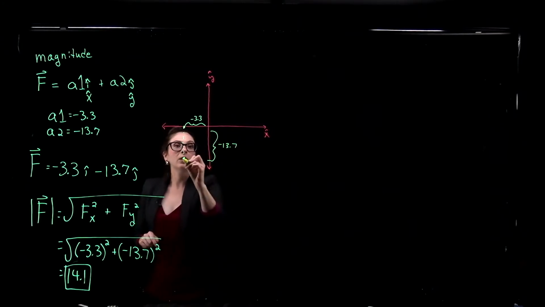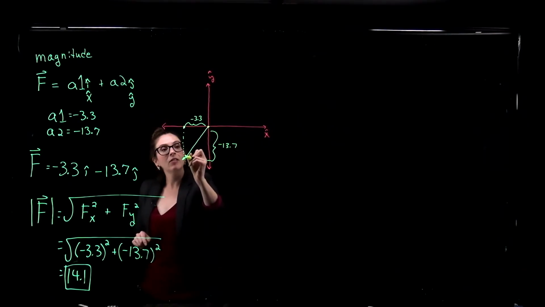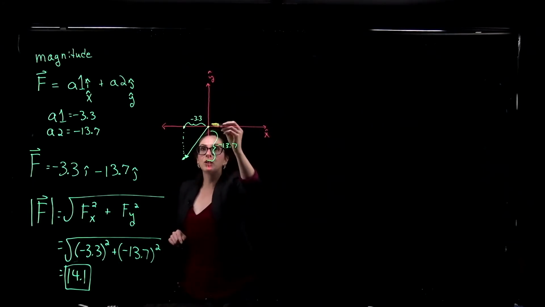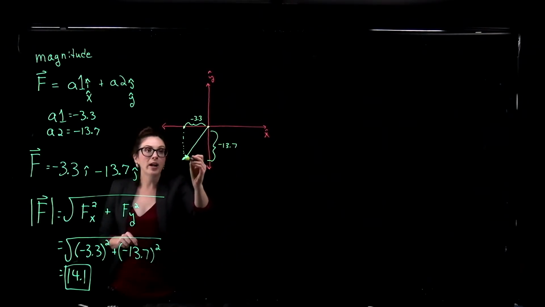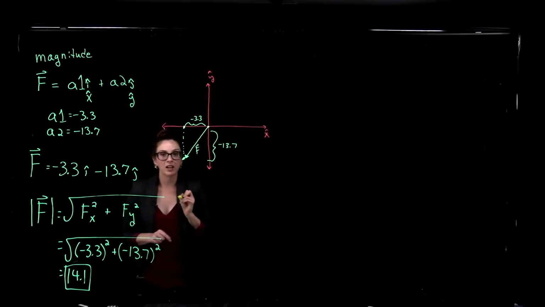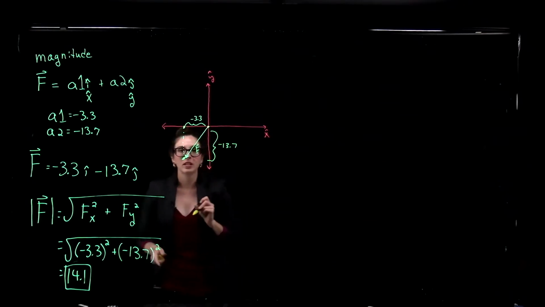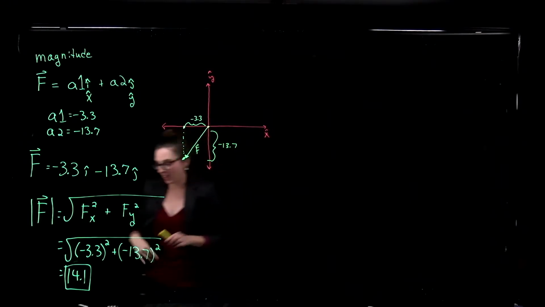Negative 13.7. So my vector would start with the tail here and end with the head of the arrow right here. So for my vector, starting here, I have to go over 3.3 in the negative x direction and down 13.7 in the y direction to get to my spot. So this is what our vector f looks like in space. And it will have a size of 14.1 if you were to measure it. I know that this drawing is not to scale.